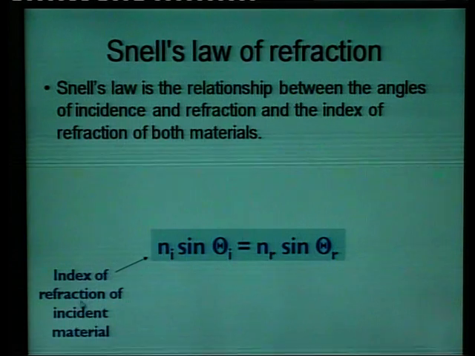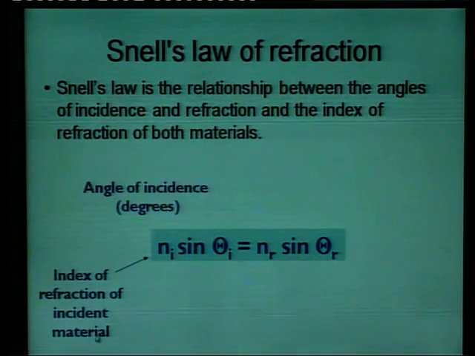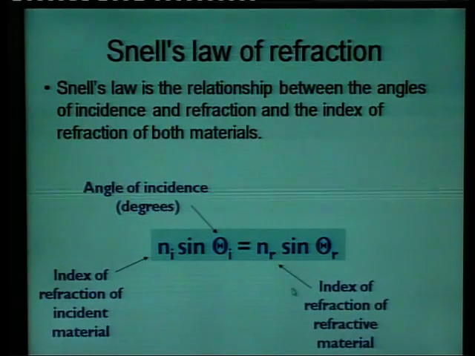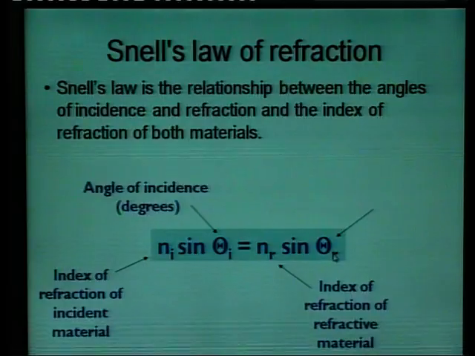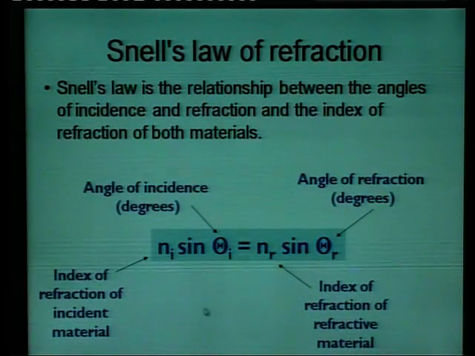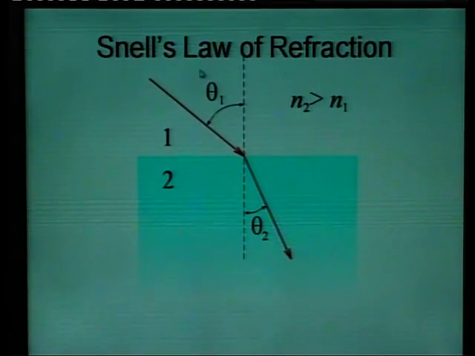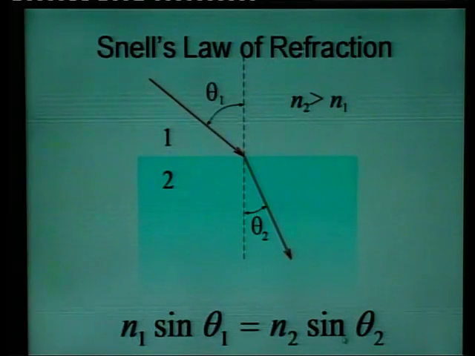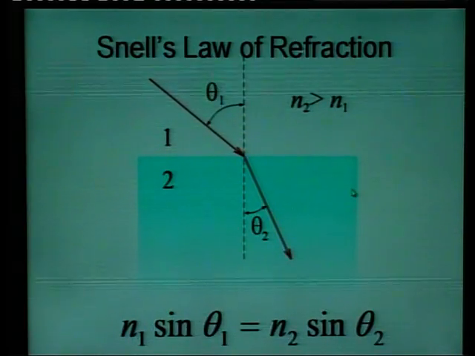So this N1 is the refractive index of the incident medium. This is the angle of incidence theta 1. This is the refractive index of the second medium, the refracting material, and this is the angle of refraction. So this is the first form of Snell's law. This is the angle of incidence and refraction. So N1 sin theta 1 is N2 sin theta 2.